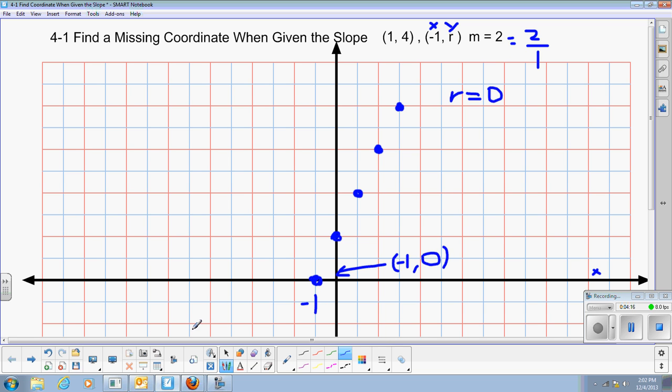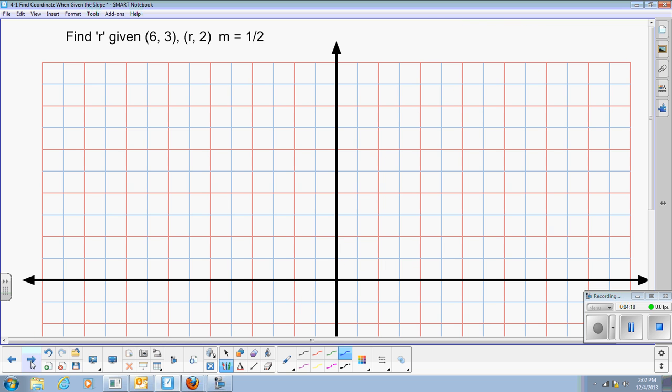We'll do another example together here. Let's take a look at this one. Now I'm given the point (6, 3). I'm given (r, 2) and m equals 1/2.